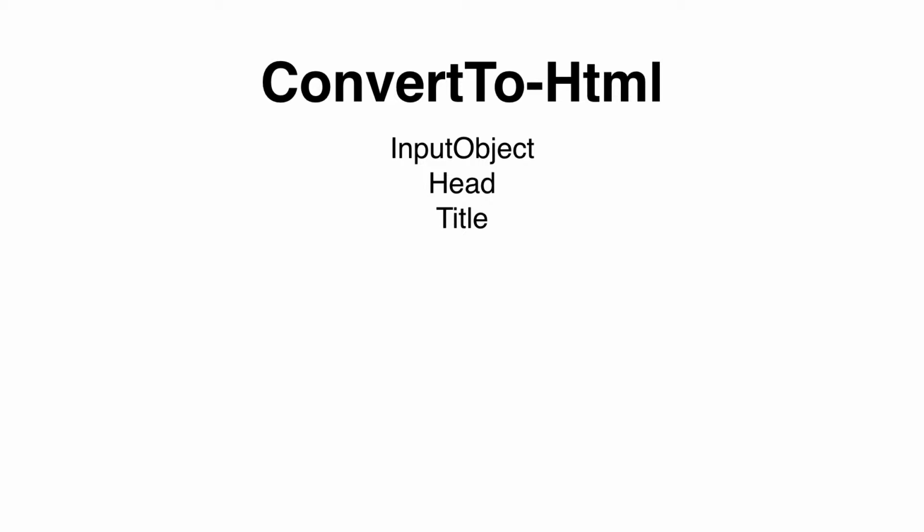We can specify a page title for the HTML page in the Title parameter. We can put any body information into the Body parameter. If we would like to use a CSS file to style our HTML, we can add the location of the CSS file in the CssUri parameter. If we would like to filter the object to only include certain properties of a specific object, we can use the Property parameter.